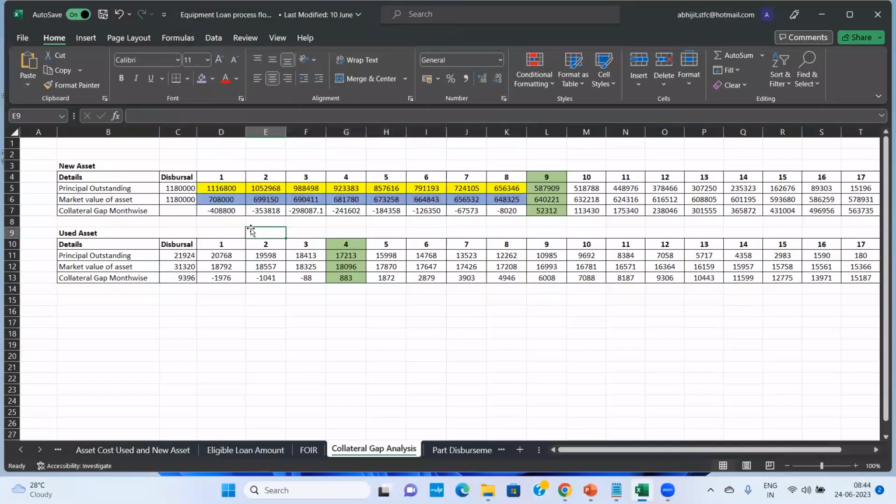I'm marking it in, say, blue, right? So you can see till the 8th month, your market value of asset is lower than your principal outstanding. Same is for a used asset, but that is till the 3rd month. From the 9th month, you have started getting a positive collateral gap. That means if you need to repossess this asset before 9 months, you will be at a loss, and after 9 months, you will be at a profit. Right? So this kind of analysis has to be there.